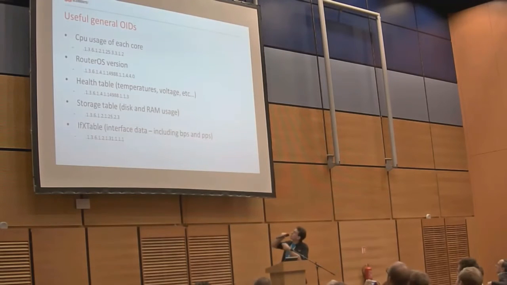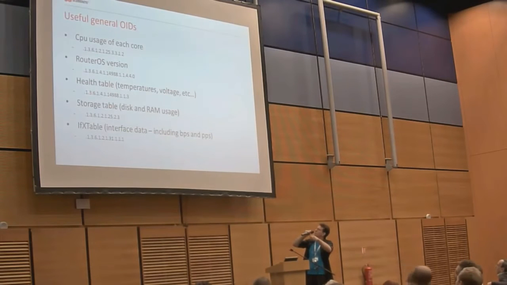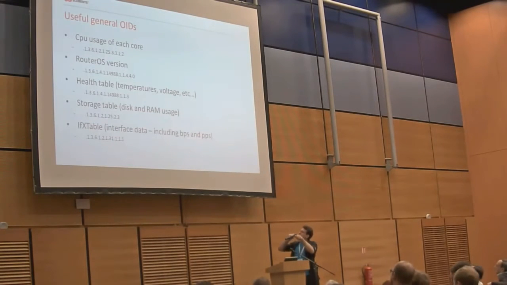Health table, so temperatures, voltages, power usage, all the different temperature sensors that MikroTik has, right here under this OID. This is actually a table, so the tree under this OID, if you do a walk, you will see all of it. Storage table, so you can see disk and RAM usage under this OID, and interface table, so you can see interface data. There is a lot of interface data and statistics under this OID, including bytes per second and packets per second transferred, received, and sent on an interface.